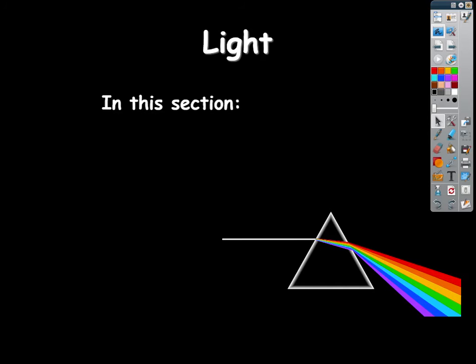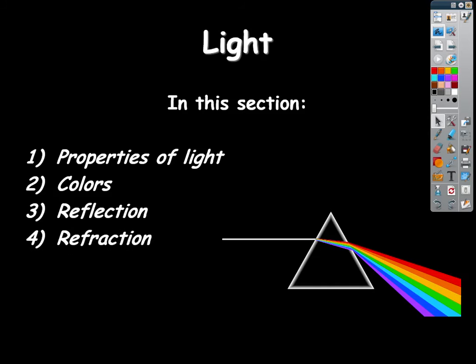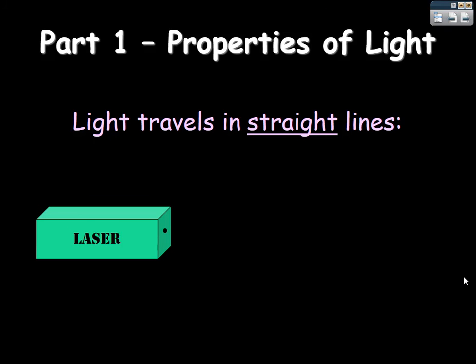So here we go. Even though this particular PowerPoint looks at properties of light, colors, and reflection, I'm going to do properties of light and reflection during this section, and colors is going to be a separate video. Refraction is going to be a separate video. So, properties of light itself. First off, you're going to hear this a lot when we do optics: light travels in straight lines.